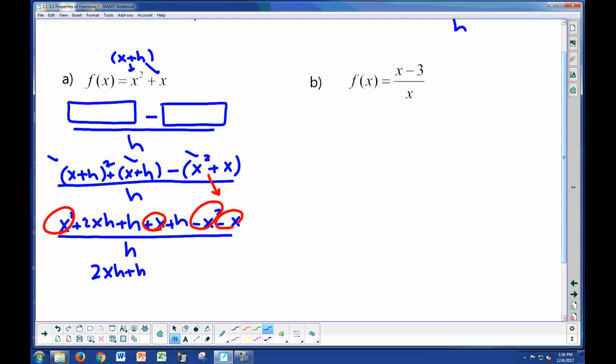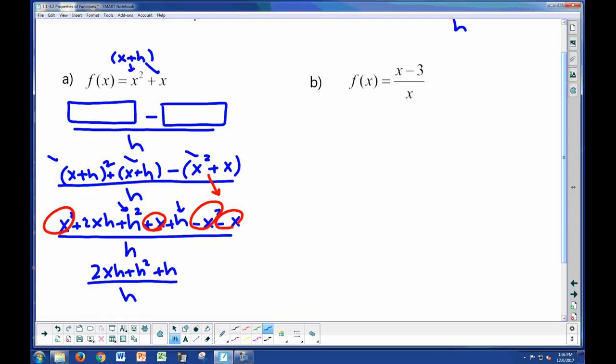Did I make a mistake there? Yeah. Oh, I'm sorry. This is supposed to be an h squared. My fault on that one. So that should be an h squared and then plus an h. Sorry, I made a mistake. That's the h and that is the h squared. They're a little bit different. Okay, and then that's all over h.